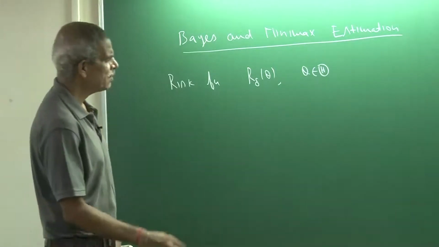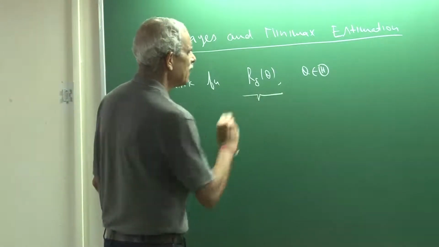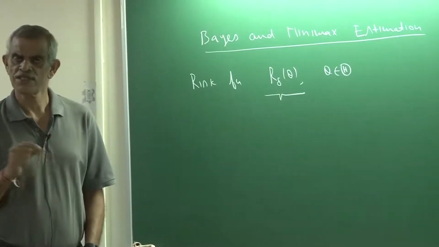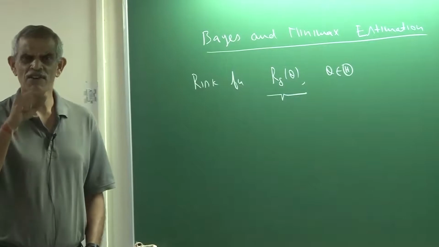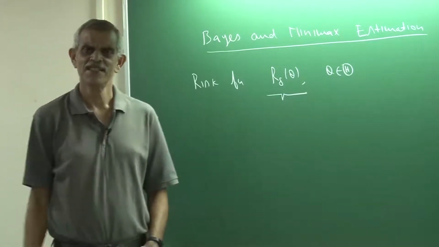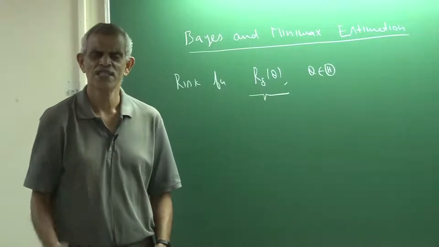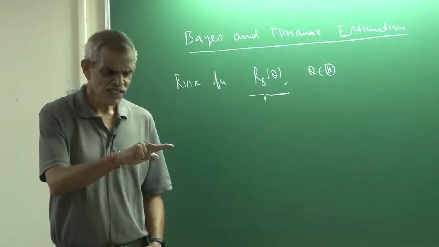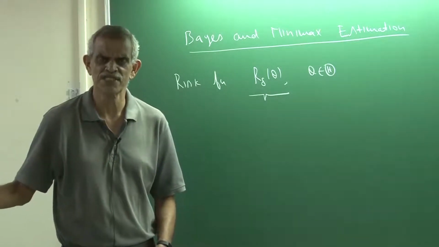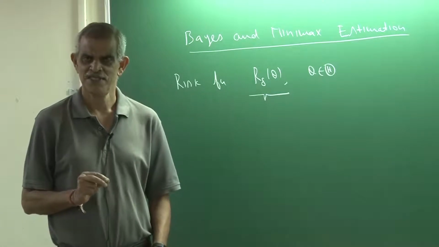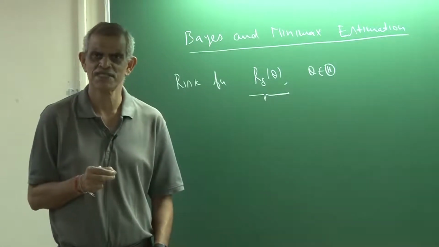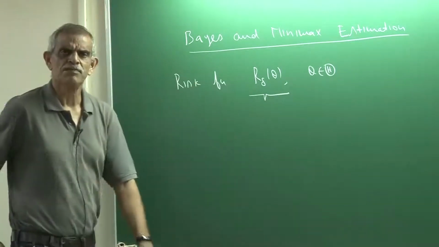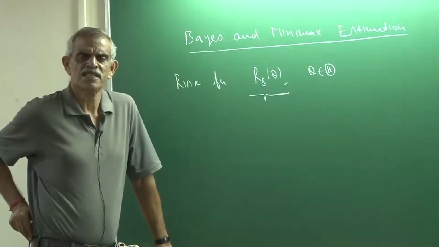The other approach is because we see that the whole problem is that this R(delta, theta) is a function of theta. So finding a delta for which this function is minimum at every theta may not be possible, because you can always choose decision rules such as the constant estimators, for which the risk is the minimum possible, zero risk, at one particular point. At that point, no other estimator can minimize the risk except that constant estimator. So that's the main problem: R(delta, theta) is a function of theta.